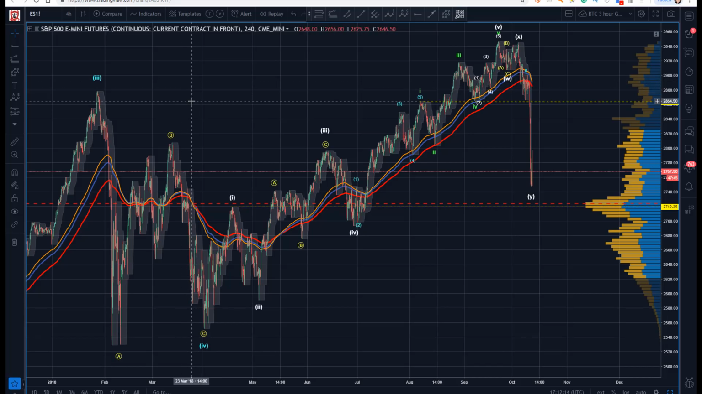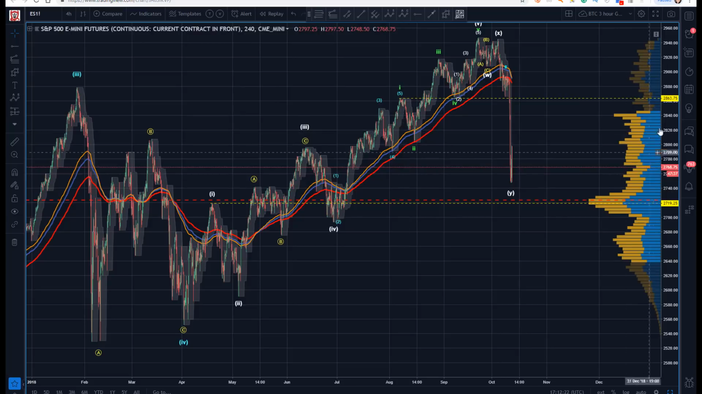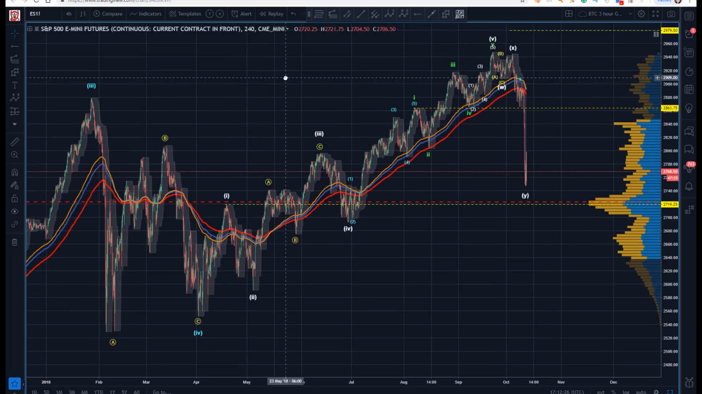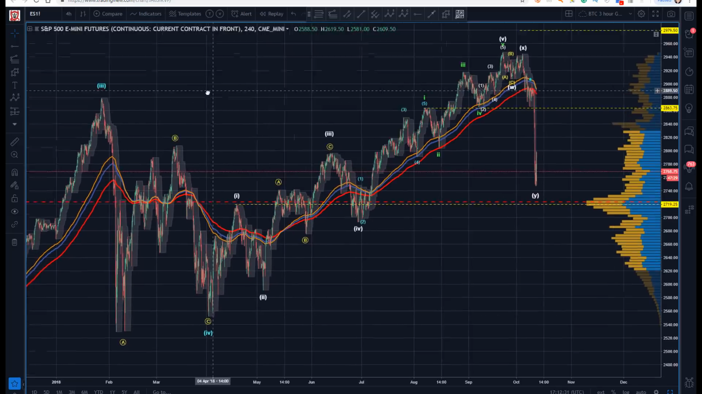We're kind of middle of the day, and just taking a look here at the S&P 500. So pretty good move yesterday, right? We all know about it. Now there's a couple of good things that are worth noting here. So this is the count that I had been working on, and I'm going to propose a revised count here.